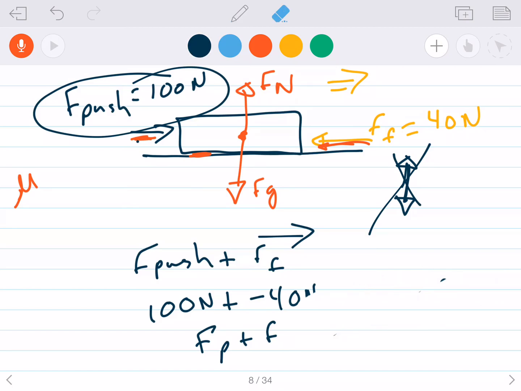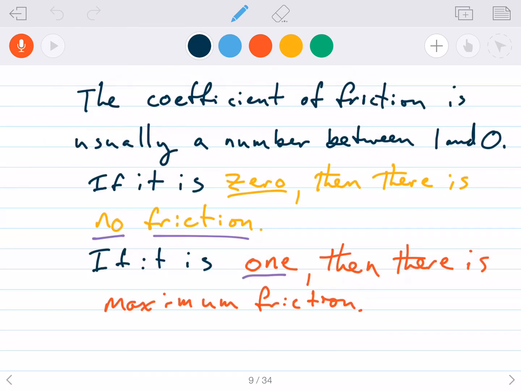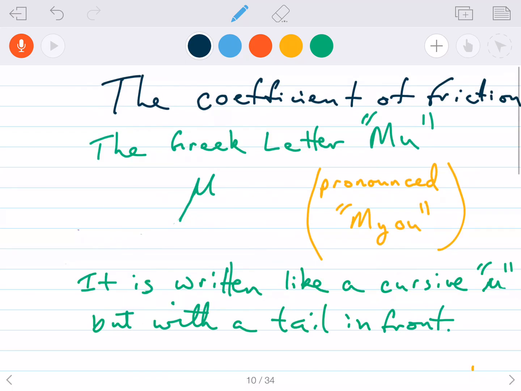All right. So let's talk about this force of friction before we actually show you this coefficient that I just drew on here. So the coefficient of friction is usually a number between 1 and 0. If it's 0, then there is no friction. If it is 1, then there is maximum friction.